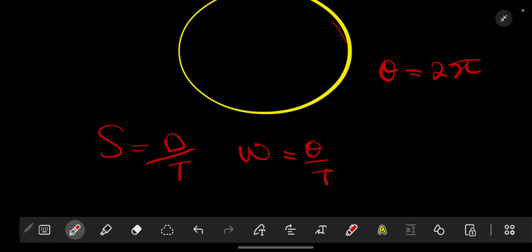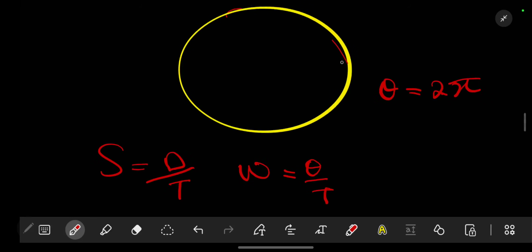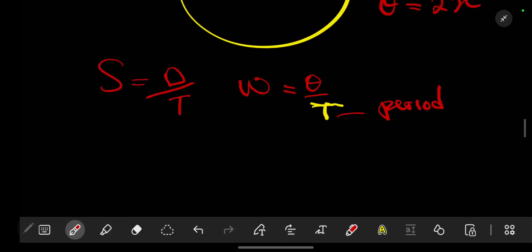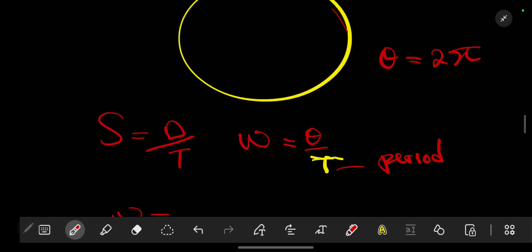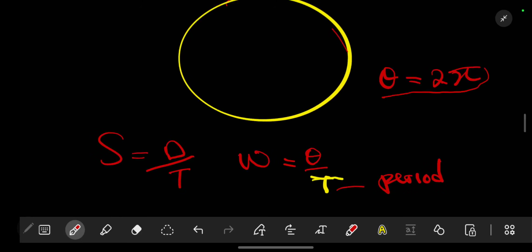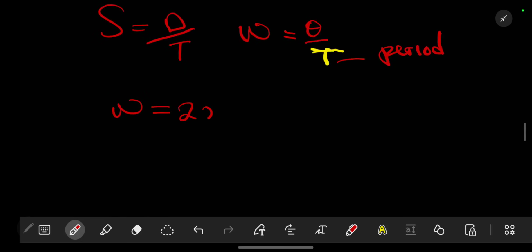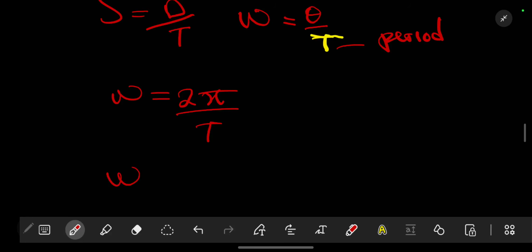Now what is this time? The time it takes to complete one revolution is called the period. So this T is the period. This is another formula. Therefore the angular velocity is equal to theta over T, and remember this theta is equal to 2 pi. So we are going to say 2 pi over the period. Now if you recall, the angular velocity should be equal to 2 pi times 1 over this.